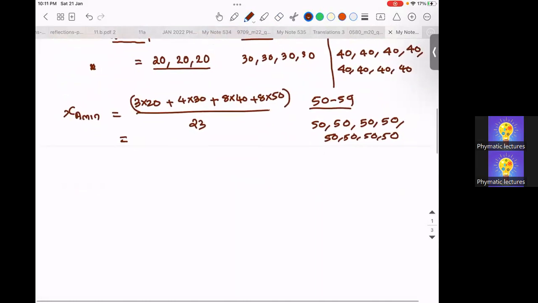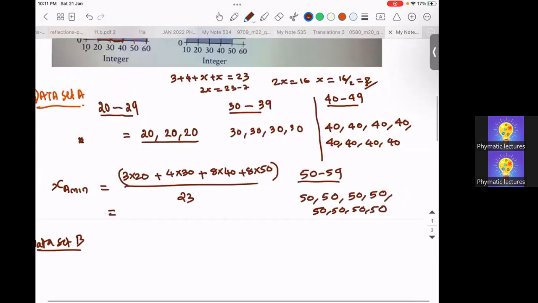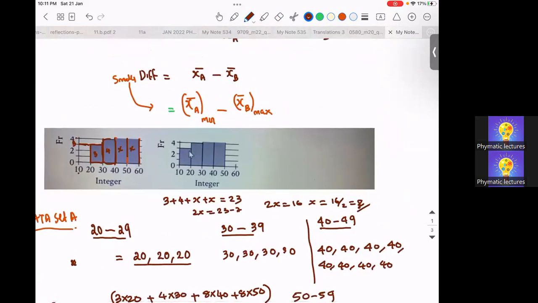Now we are considering data set B. Even for data set B, the same heights apply, right? So this is 3, this is 4, this is x, and this is x. Using the same strategy, you can find this value of x. Anyway, we know that it is 8. But here you can see for data set B, there are some values between 10 to 20, 20 to 30, 30 to 40, and 40 to 50. But unfortunately, there is no value between 50 to 60.